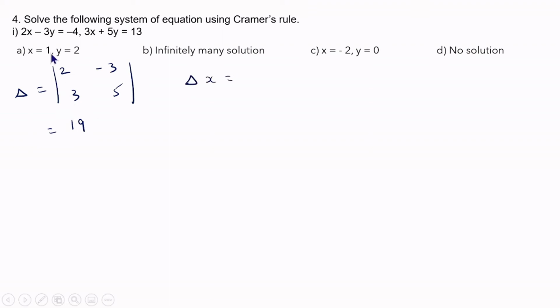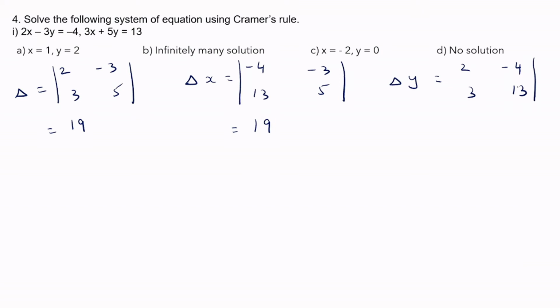Then delta x. In delta x, we have to remove the coefficients of x and replace it with the constants. So it is minus 4, 13, minus 3, 5. So delta x is minus 20 plus 39. So it is 19. Then delta y. In this determinant we have to replace the coefficient of y with the constant terms. So it is 2, 3, minus 4, 13. So this is equal to 26 plus 12, so 38.